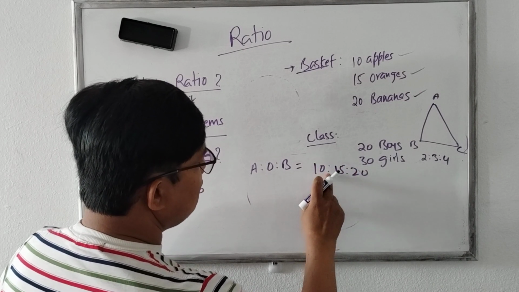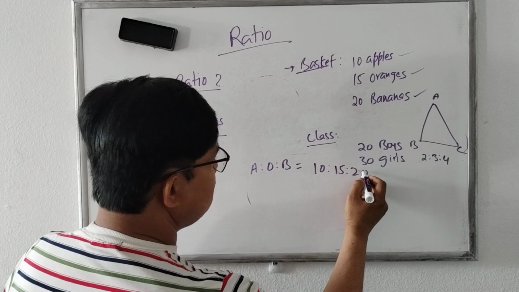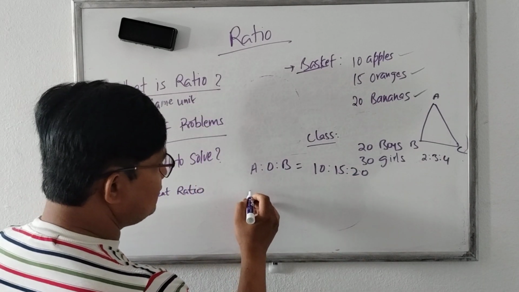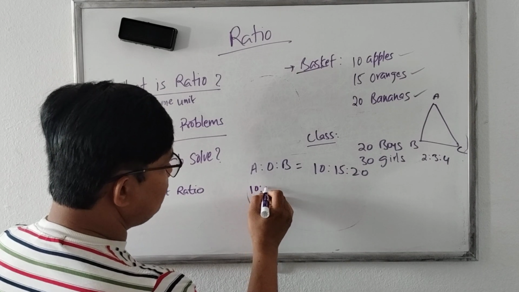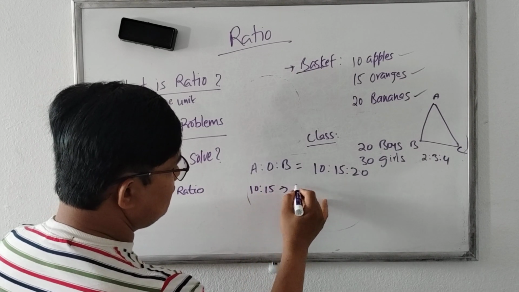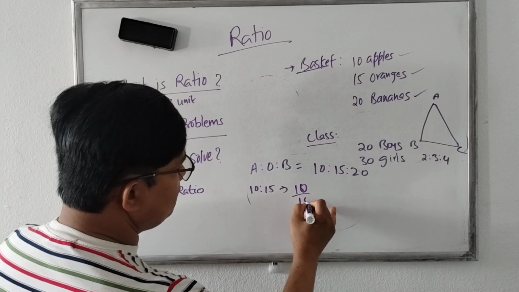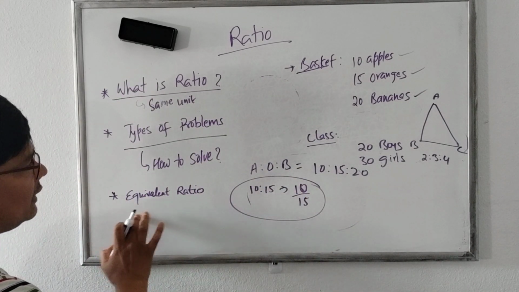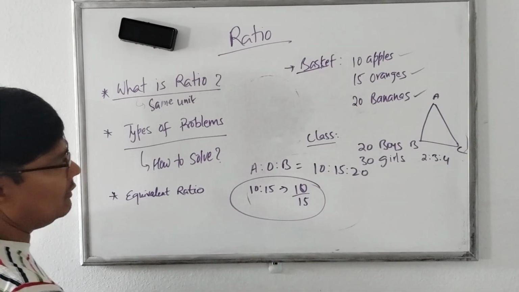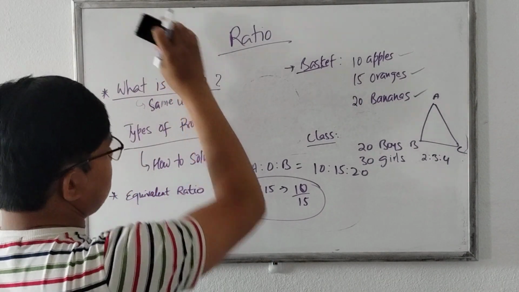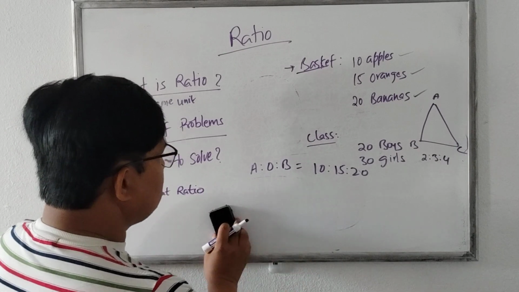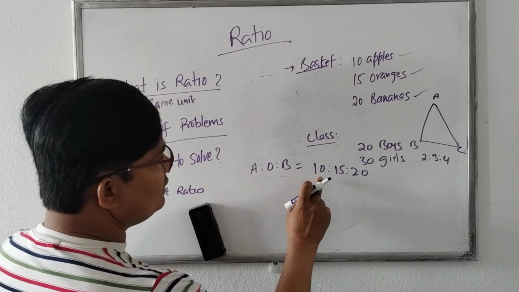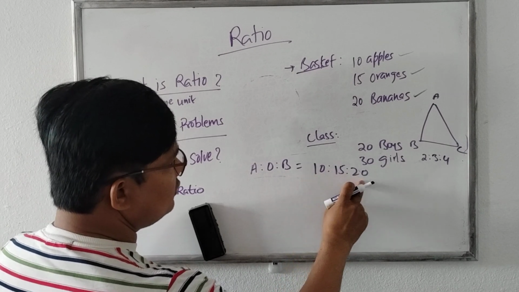Okay, so these double dots or colon is used to represent ratio. It's same as, like, if I write 10 ratio 15, it means it's 10 divided by 15. Both are equivalent. So that's why equivalent ratio is similar to equivalent fraction. So you can answer that, okay, the ratio apple to oranges to banana is 10 ratio 15 ratio 20.